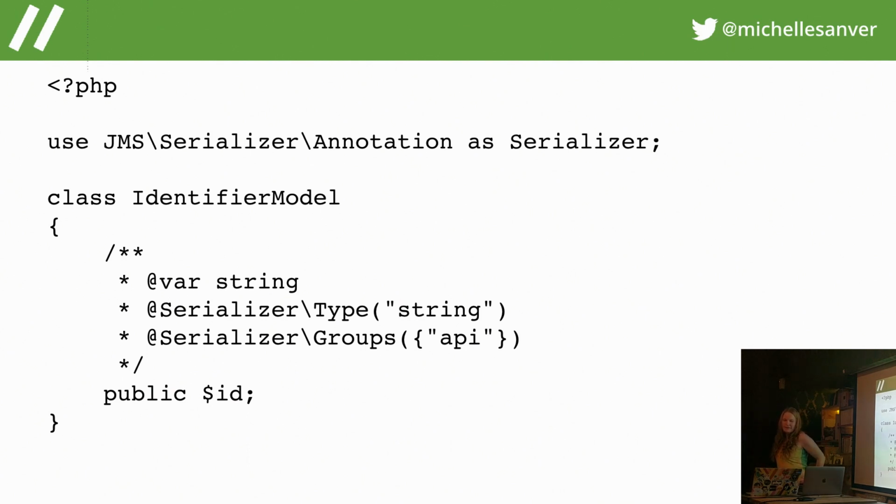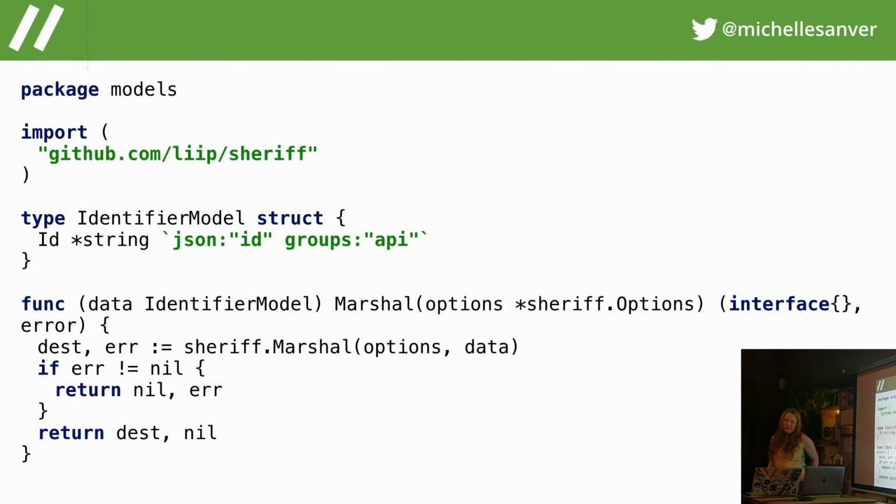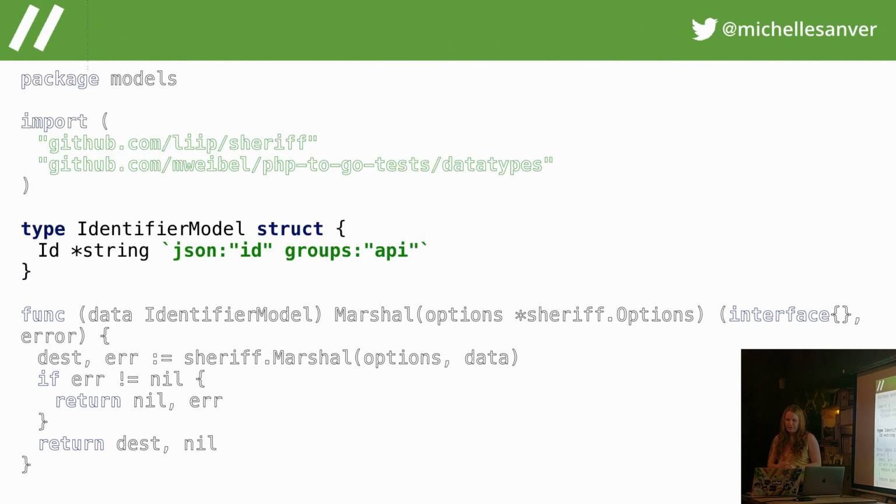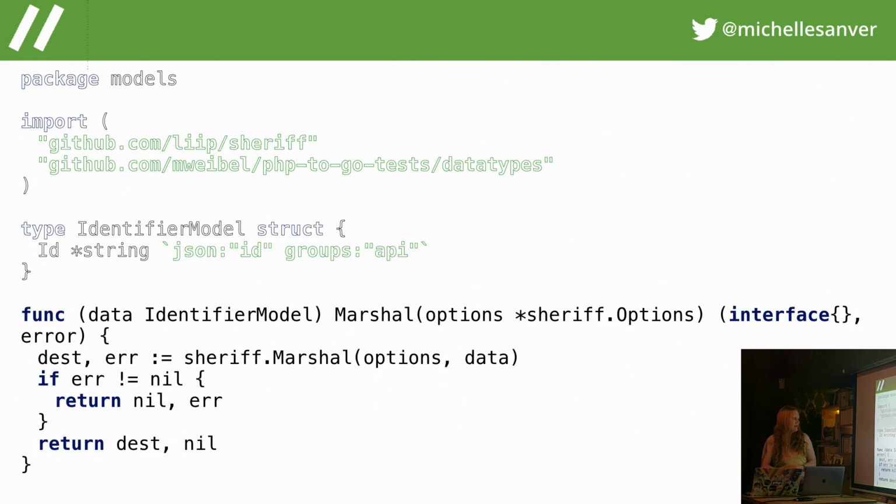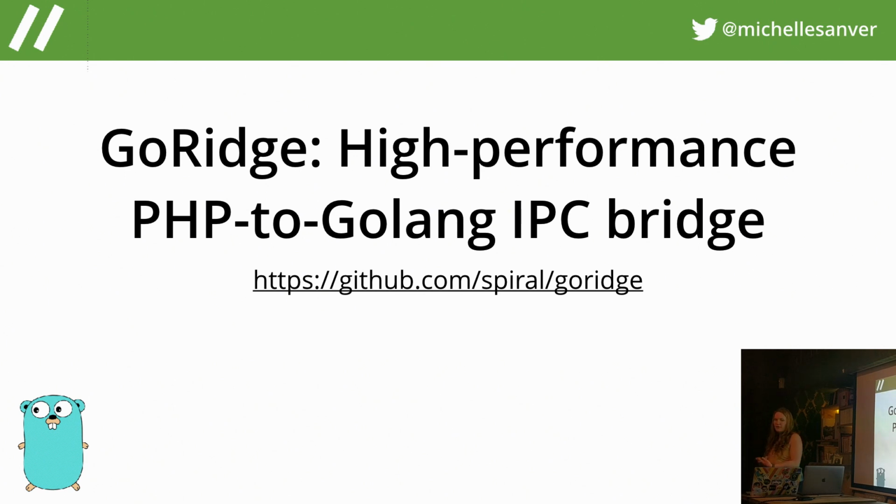And this is how a model in PHP would look. So you see, for instance, that this ID uses the serializer groups API. Yeah, so this is how one of the Go structs could look. So you import sheriff, and here is the ID that we saw in the PHP model. And here is the function which says this is how you serialize it. So this was really, really cool to interface between PHP and GoLang.